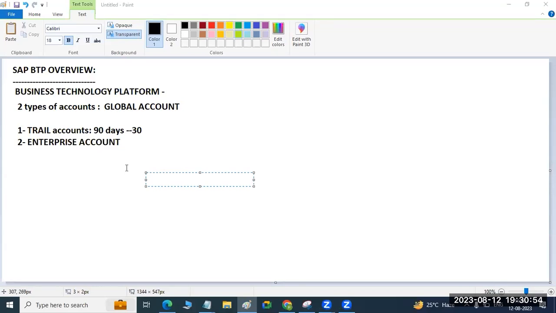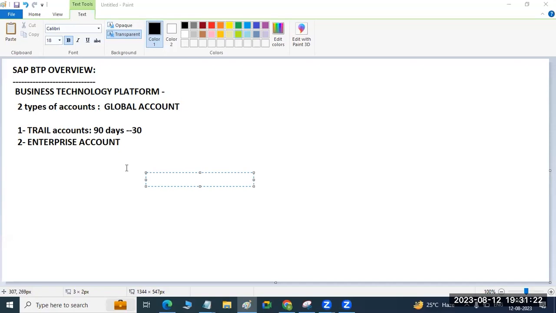The agenda for today is the account models, the BTP overview, and the licensing model which SAP provides to customers. These are small introduction topics we are going to discuss here. At the same time, there are two types of accounts SAP provides to the customers, the partners, and the users.